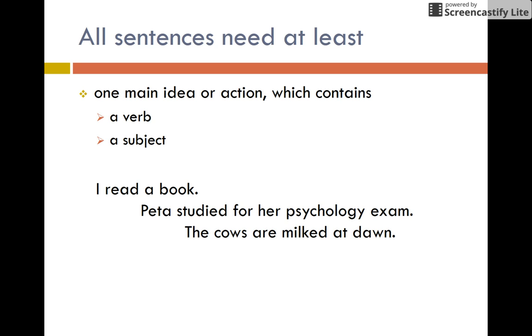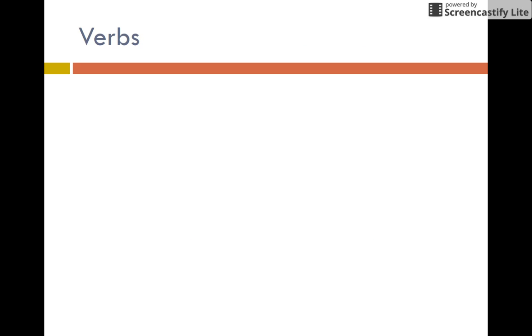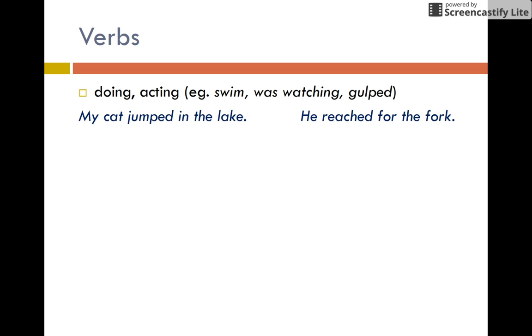So let's look at exactly what these verbs and subjects are so that you can correctly identify your grammatically correct or incorrect sentences. So first of all, verbs. Now, we most commonly think of verbs as being doing words, a sense of an action happening, like swim, was watching, gulped. My cat jumped in the lake.